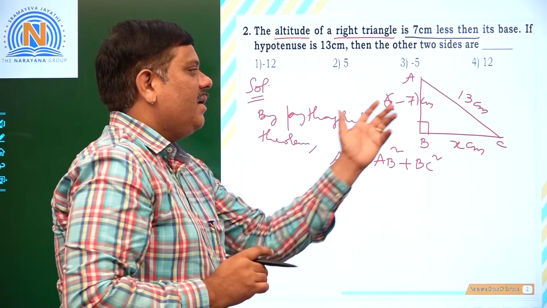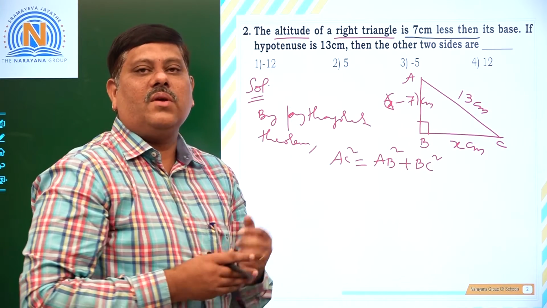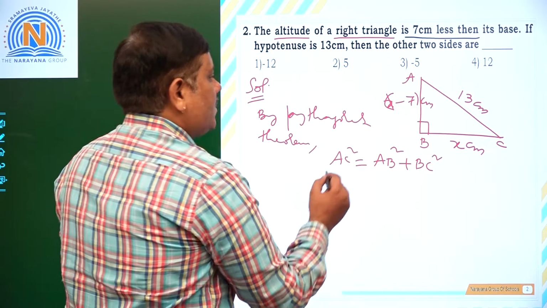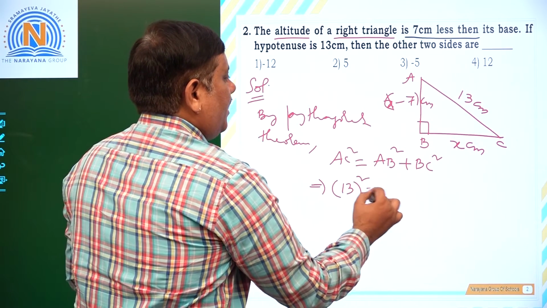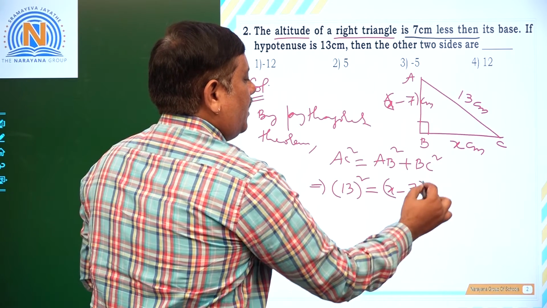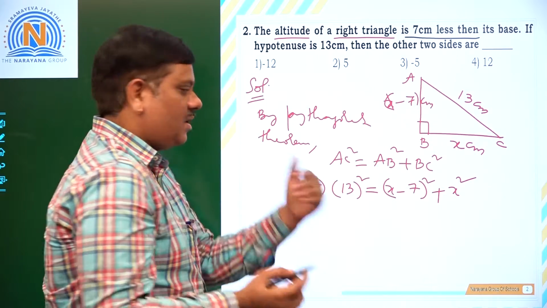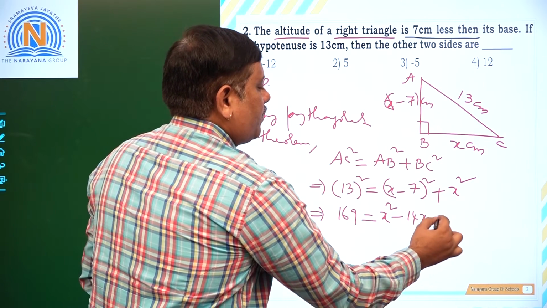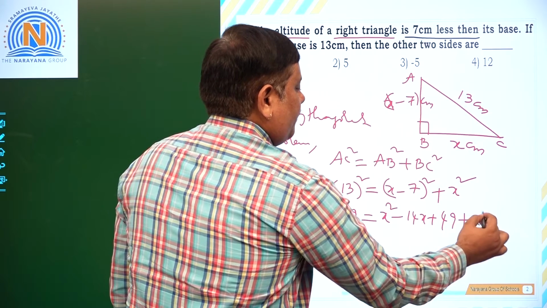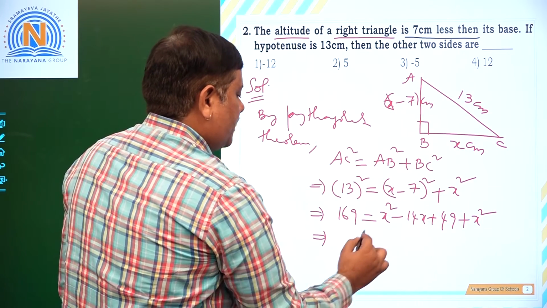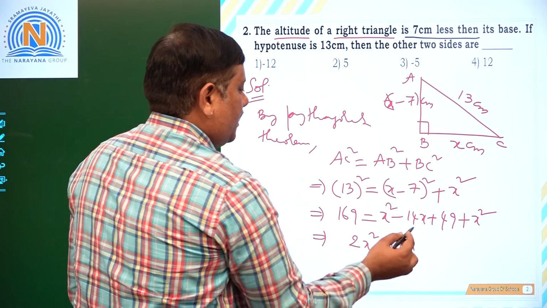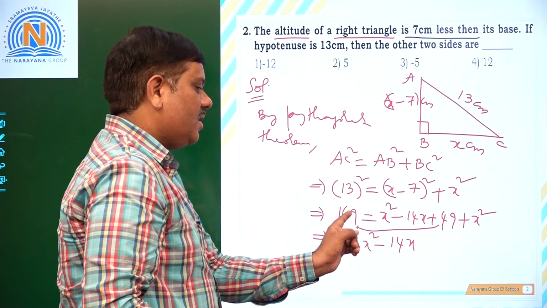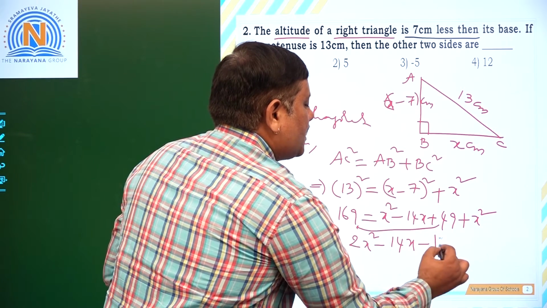What is the Pythagoras theorem? In a right triangle, the square of the hypotenuse is equal to the sum of the squares of the other two sides including the right angle. Using that, AC square means we have 13 square, AB square is x minus 7 whole square, plus BC square is x square. Now let us simplify further. This is going to be 169 equals x square minus 14x plus 49 plus x square. Furthermore, x square plus x square is 2x square minus 14x. Now 49, if you transpose it here, it will become 169 minus 49, which is 120. So I can write 2x square minus 14x minus 120 is equal to 0.